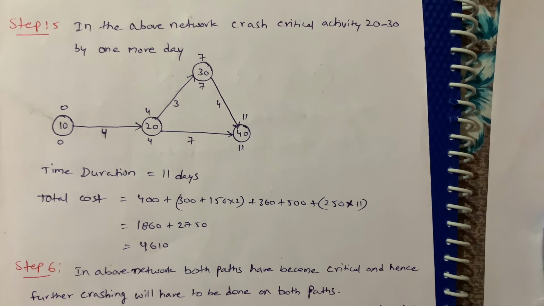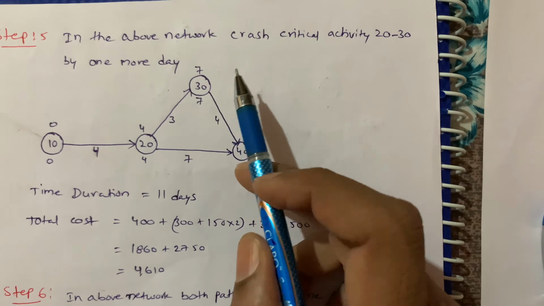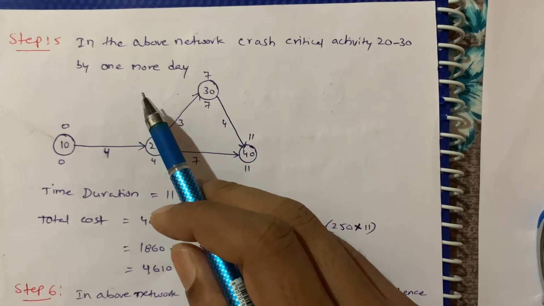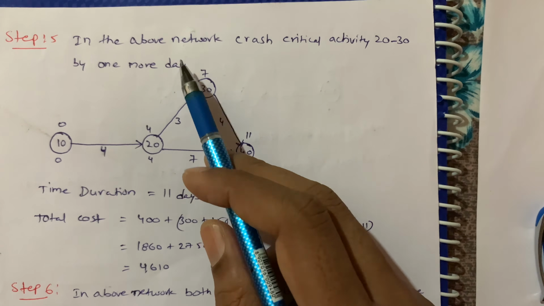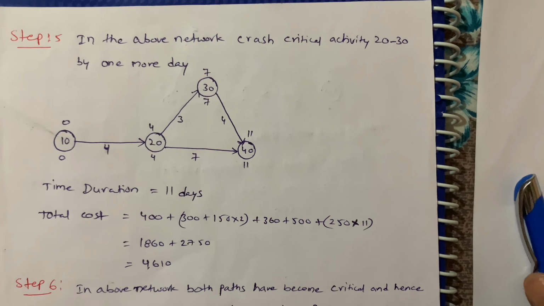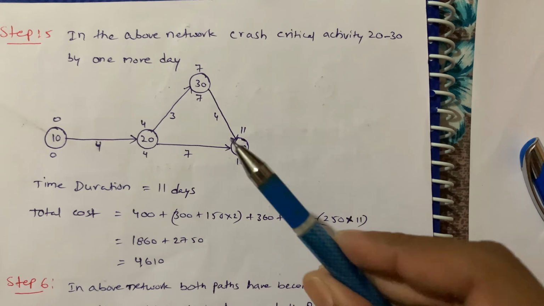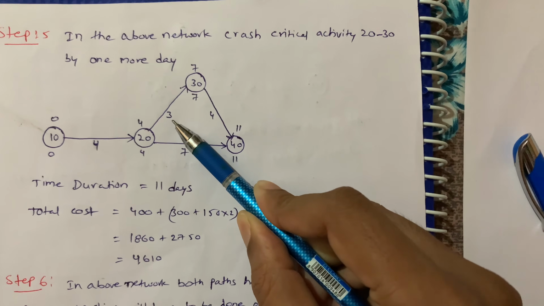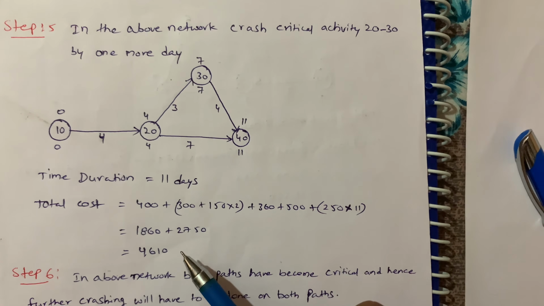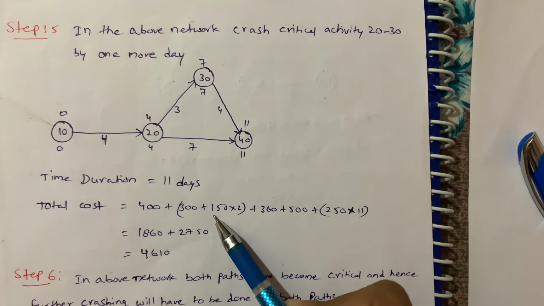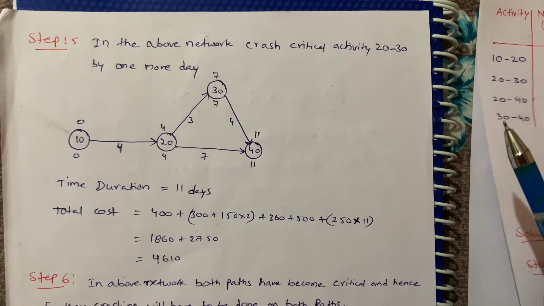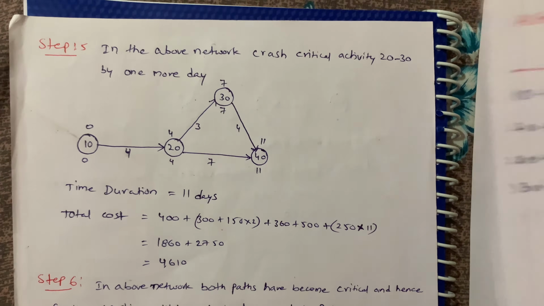And next step is, in the above network, crash the critical activity, which is 20 to 30, by one more day. So we have to identify that in the above network, the crash critical activity is 20 to 30. So again we are reducing one more day, that is, instead of 4 I am writing 3. So I got 11 days. So I got this value. Why? Because again the crash is this one. So 5 minus 3, 2. I'll show you. So here 20 to 30.